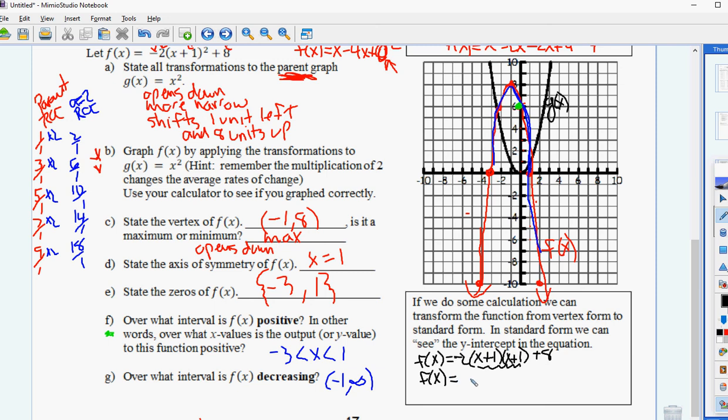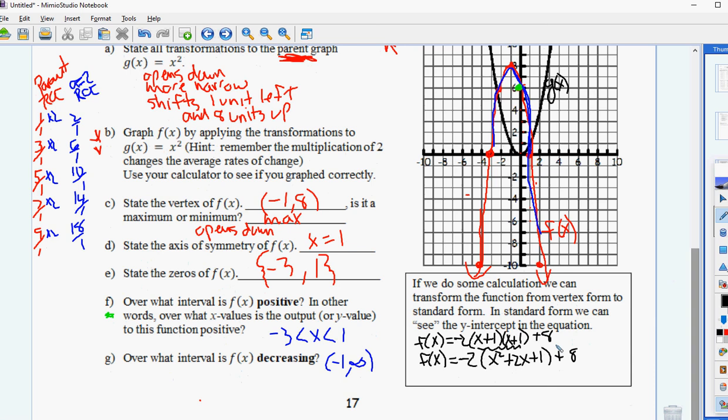When there's 3 things to multiply, you can only multiply 2 at a time. So I'm going to multiply this. I know it turns out to be x squared plus 1x, which is plus 2x when I combine, plus 1, because 1 times 1 is 1. And then there's this plus 8 outside. And then I distribute my negative 2 through, and I get negative 2x squared minus 4x minus 2 plus 8, and then I combine like terms, negative 2x squared minus 4x plus 6, and ta-da! The y-intercept is at 6.